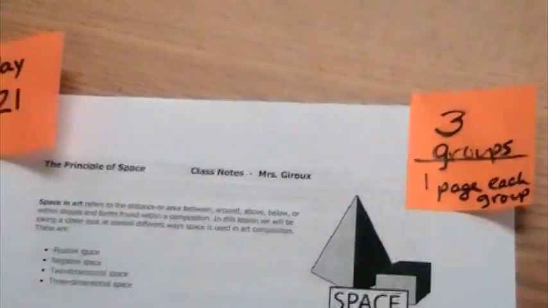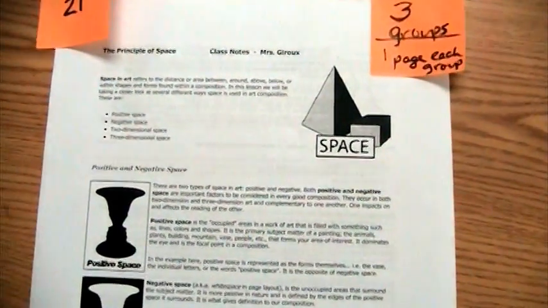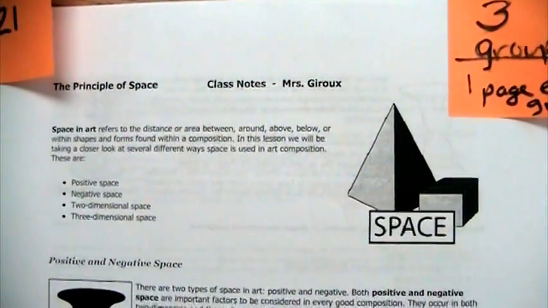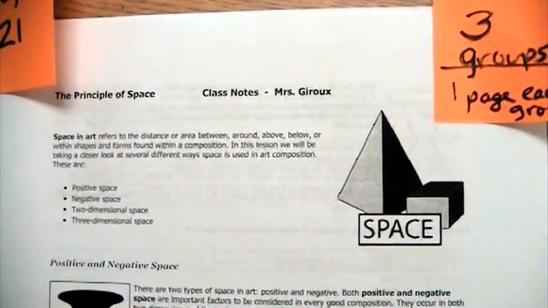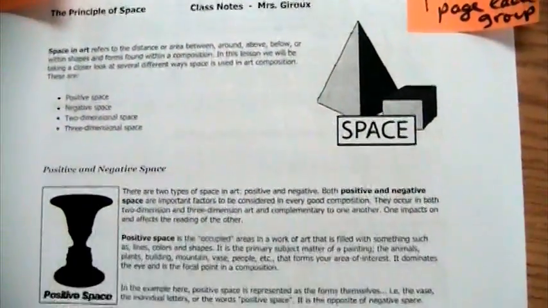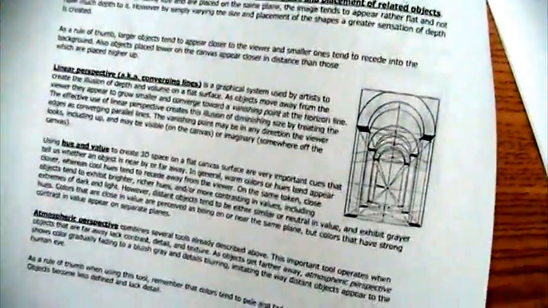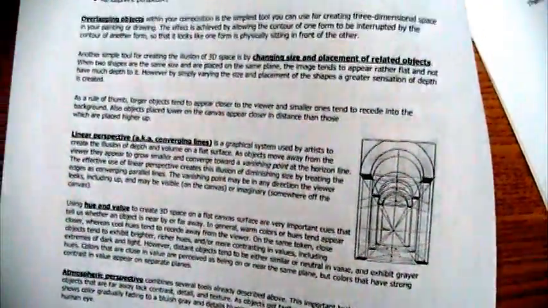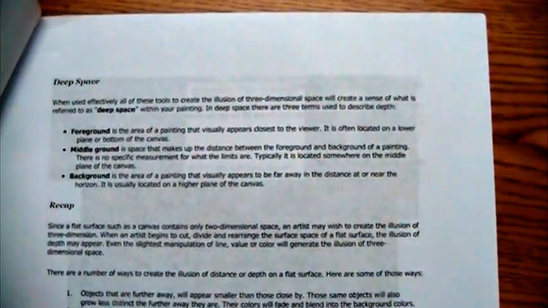We divided into groups on day 21, and each group took a page from the notes, and each person in the group reported a key fact or key facts that they thought were important about their page. So this is page 1. The next group took page 2. Talked about the key points such as linear perspective, overlapping. This was group 3. Talked about the middle ground, foreground, background.